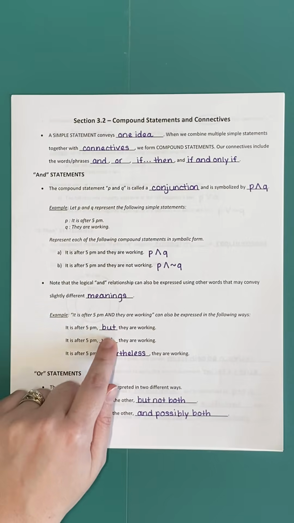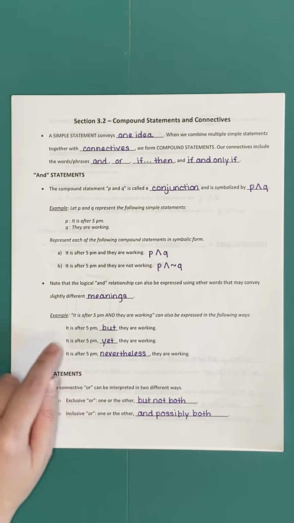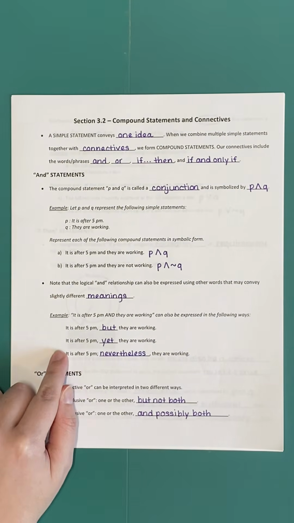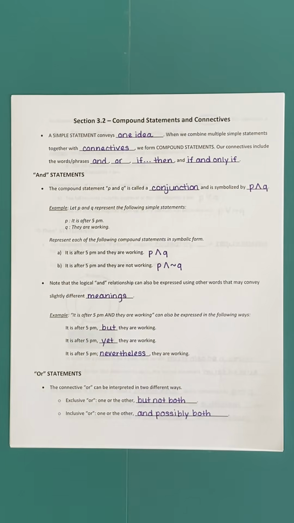But we know that but means something very different than and. It means a different kind of relationship in terms of how the two simple ideas are being joined together. "It is after 5 p.m., yet they are working." Same kind of thing, different meaning. "It is after 5 p.m., nevertheless, they are working." All of these words represent conjunction, logical conjunction, but in English, they communicate slightly different ideas.